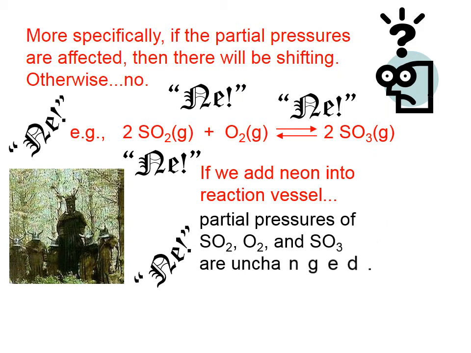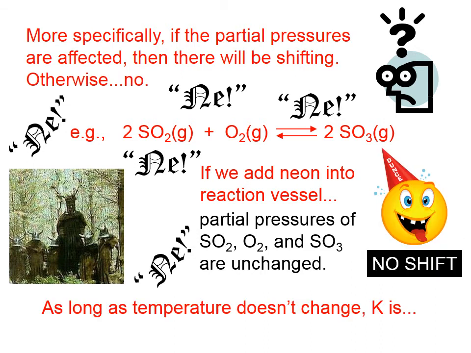The partial pressures of the 3 gases that are involved in the reaction are unchanged. Remember that the partial pressure is the pressure that a gas would exert if it were by itself in the container. And if we inject something into this vessel that doesn't react, then it's not going to increase or decrease the amount of any particular reactant or product, and therefore the partial pressure of those reactants and products is not going to change. No shift.